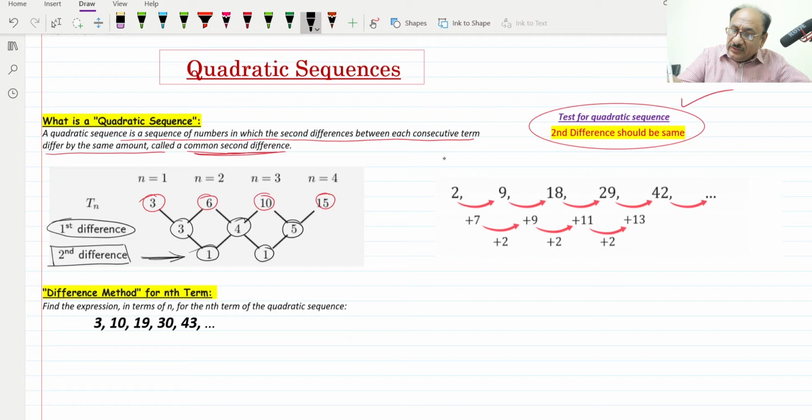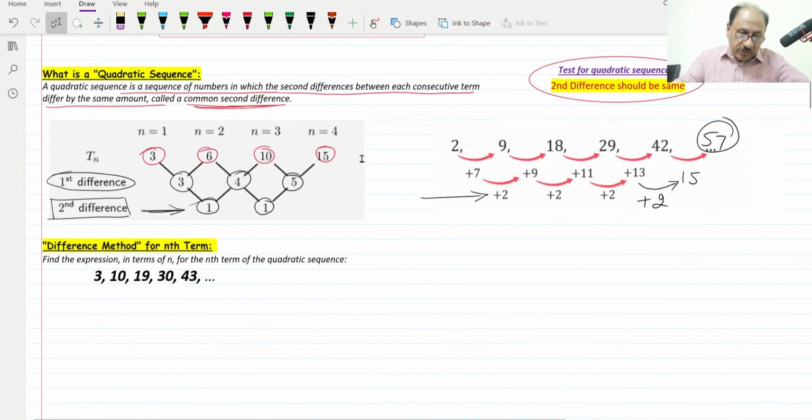Similarly in this one, we can apply the difference to find the next term also. For example, in this case the second difference is plus 2, so we can continue this by adding 2 to 13, which results in 15, and then adding 15 to 42 will result in, 15 plus 42 will be 57, sorry. So this will be 57 over here, which is the next term in this quadratic sequence.